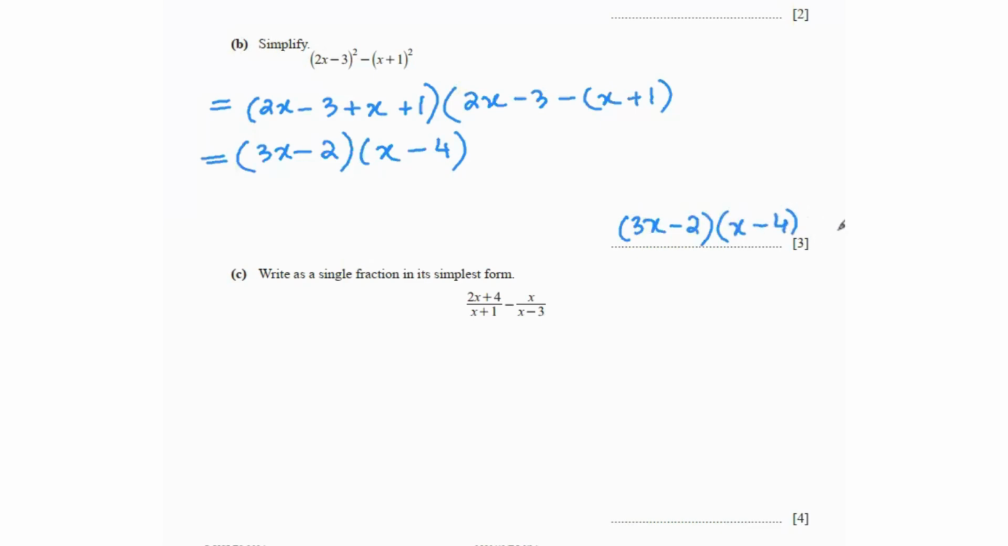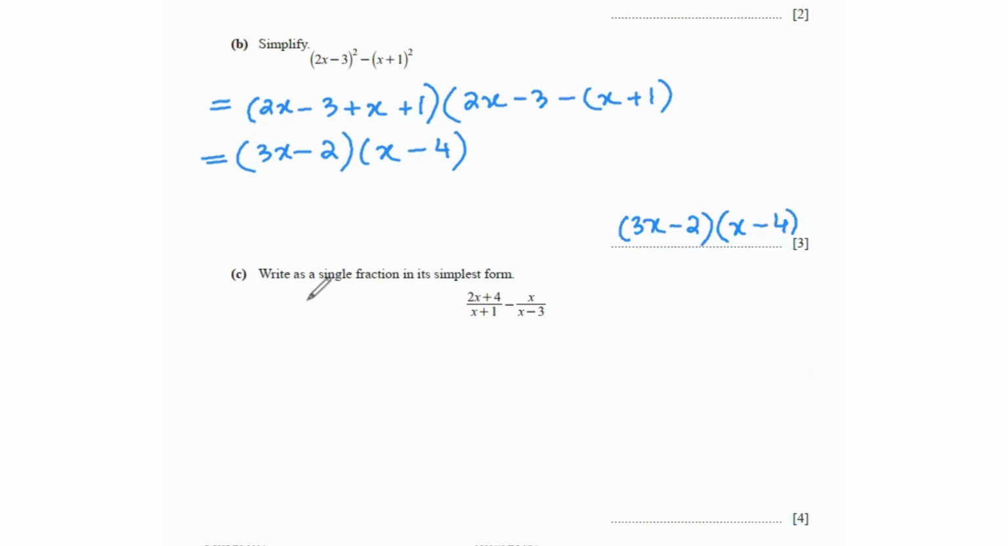Those of you who are still not comfortable with doing difference of perfect squares would be expanding it, but expanding it would be very time consuming. So I would advise starting with difference of perfect squares, putting your answer like this, and if you still want to expand it, you can just expand the bracket then and give your answer as an expanded version rather than a factorized version.